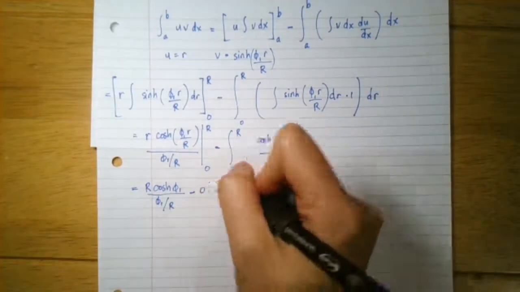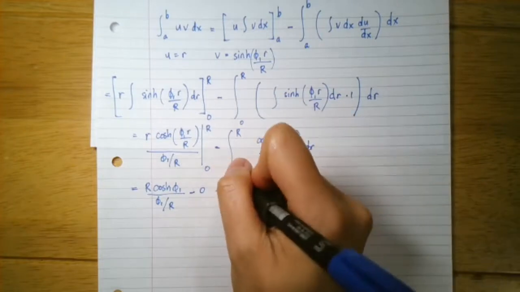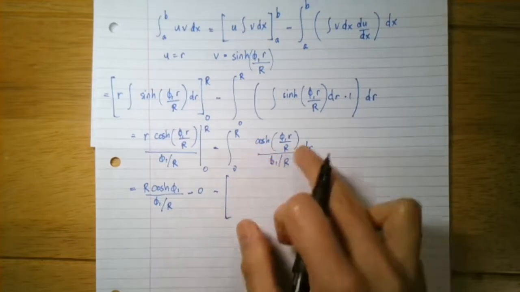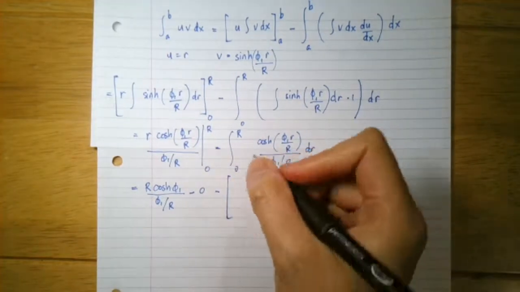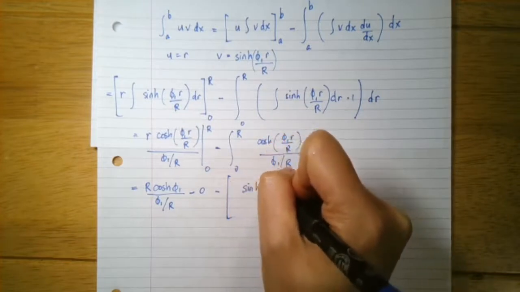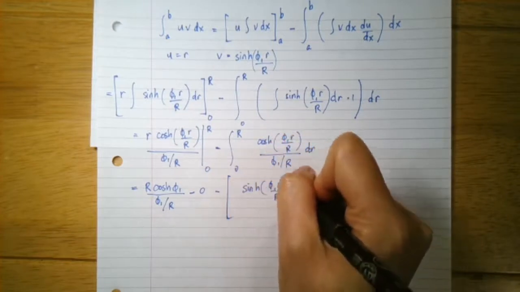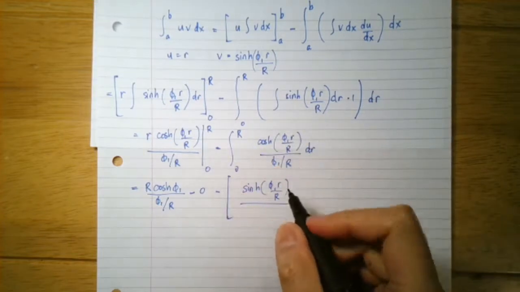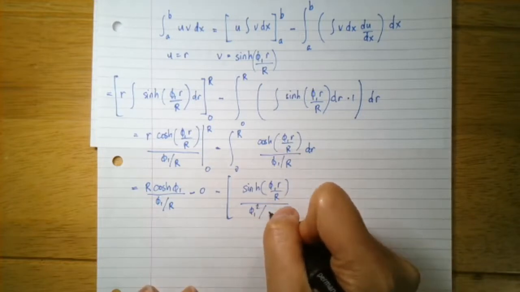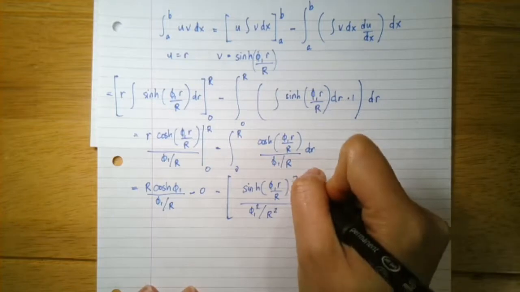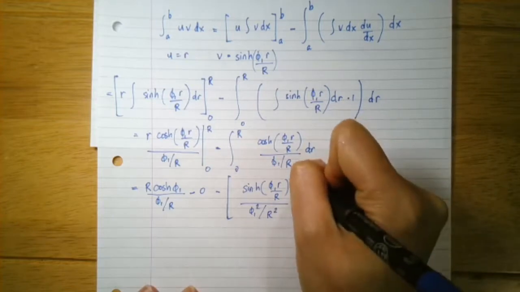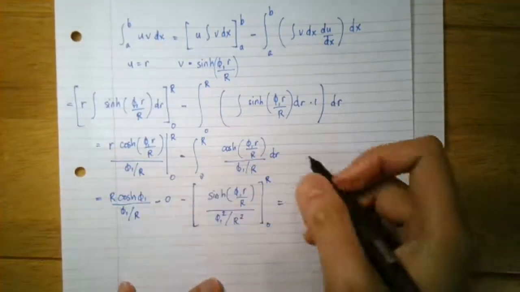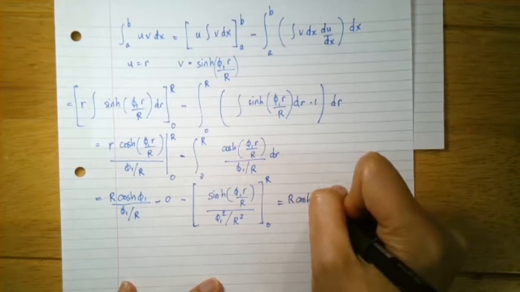Minus, so now let's deal with the second integral here. Just evaluate the integral of cosh. The integral of cosh is just sinh(φ1 r/R). And then we have to divide by the constants in the argument, so we'll have φ1 squared over R squared. And we have to evaluate this from 0 to R. Evaluating that, this is our first term.